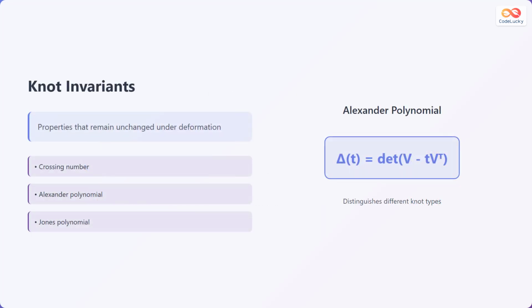Knot invariants are properties that remain unchanged under deformation. These are tools that help us distinguish different knots from each other. Examples of knot invariants include the crossing number, the Alexander polynomial, and the Jones polynomial. The Alexander polynomial is represented by Δ(t) = det(V − tVᵀ). It is used to distinguish different knot types.